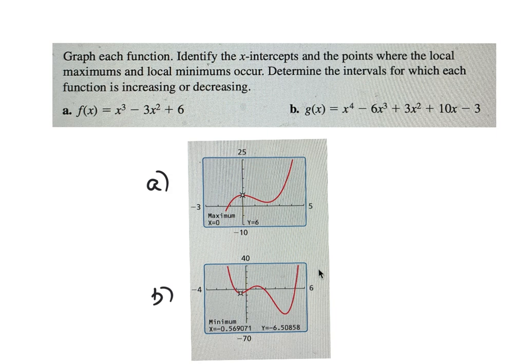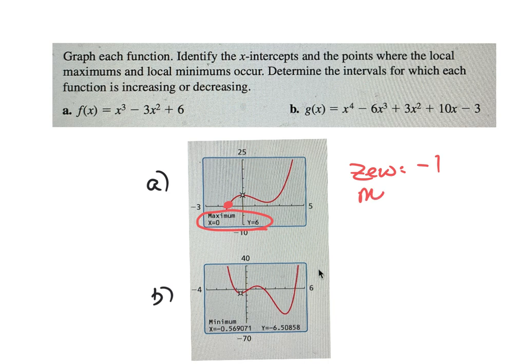All right, it says graph each function, identify the x-intercepts and the points where the local maxes and mins occur, and determine the intervals for which it is increasing or decreasing. Okay, now I went ahead and showed you a picture of these graphs. The first one is A, and there's a max right here, and we can use the calculators to find those. So I'm going to teach you how to do that tomorrow in class also. So there's the max. There's a zero. It only has one zero right there across the x-axis one time, which looks like it's about -1. So we would say the zero is at -1.